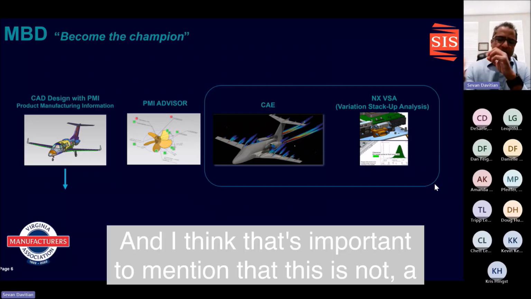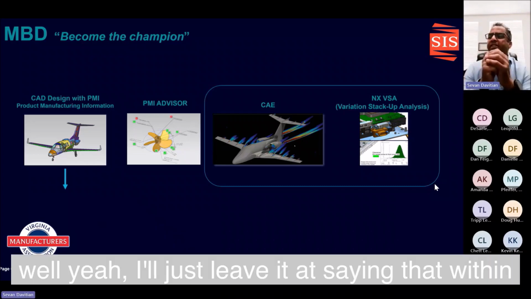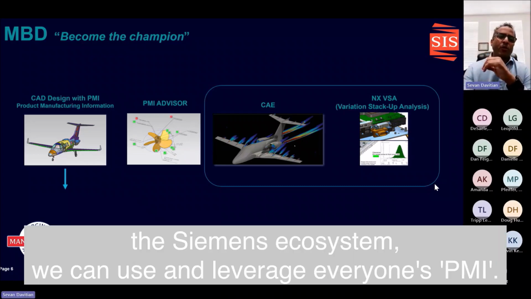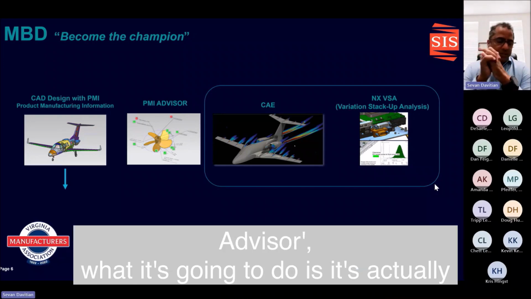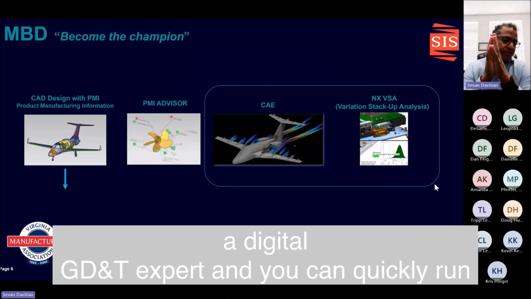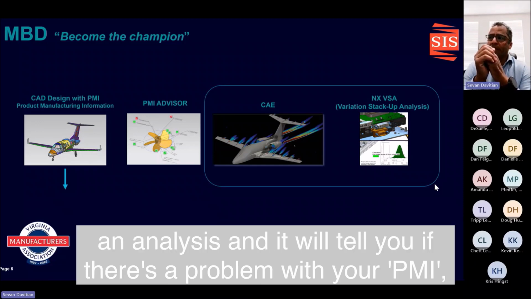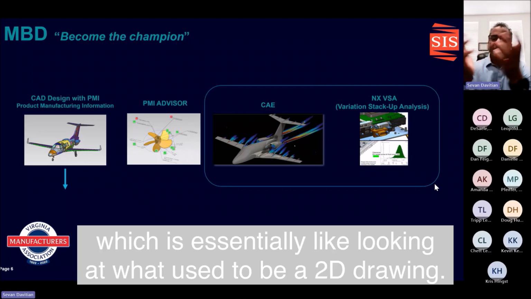And I think that's important to mention. I'll just leave it at saying that within the Siemens ecosystem, we can use and leverage everyone's PMI. So included with that, once we go into the step of the PMI Advisor, what it's going to do is it's actually a digital GD&T expert, and you can quickly run an analysis, and it will tell you if there's a problem with your PMI, which is essentially like looking at what used to be a 2D drawing.